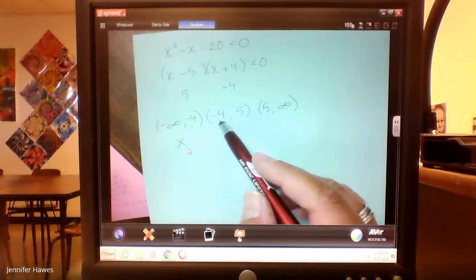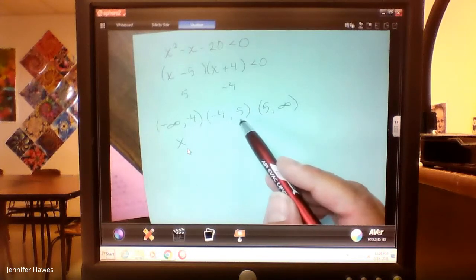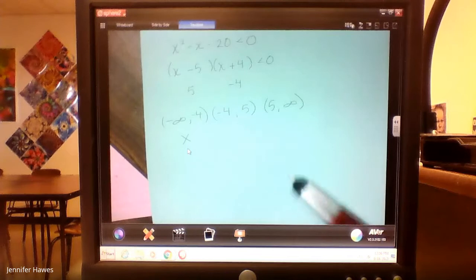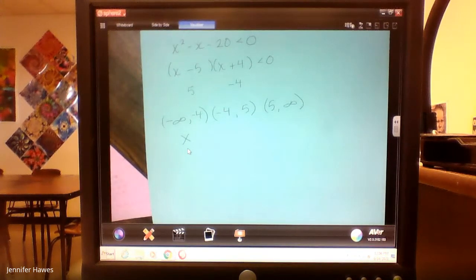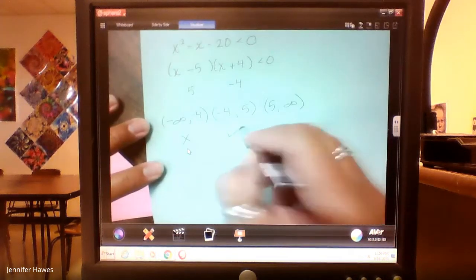Pick a number between -4 and 5. I go with something easy like 0, but you can pick what you want. Anytime I can choose 0, I'm going to choose 0. If you plug in 0, you get -20. Is -20 less than 0? Yes, so that works. I'll put a check mark there.